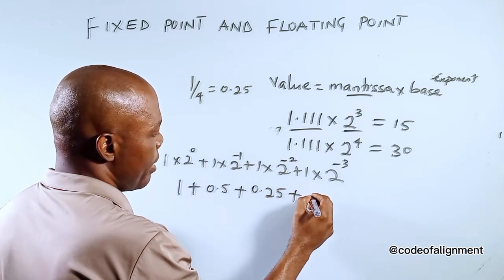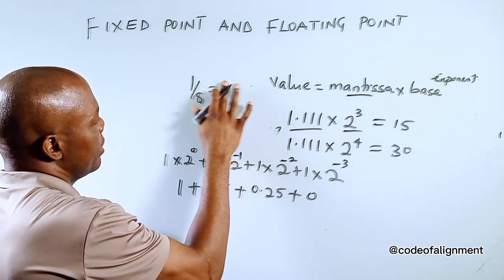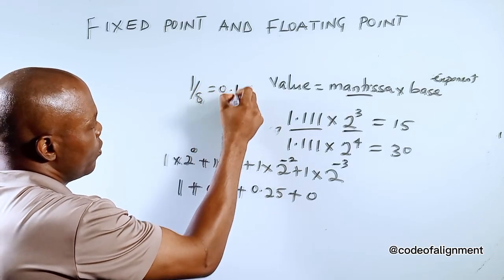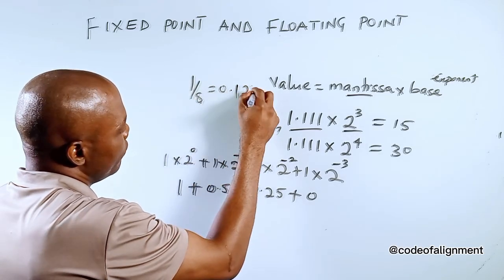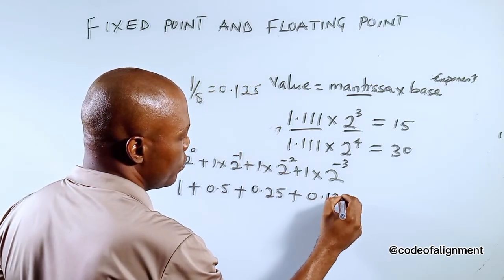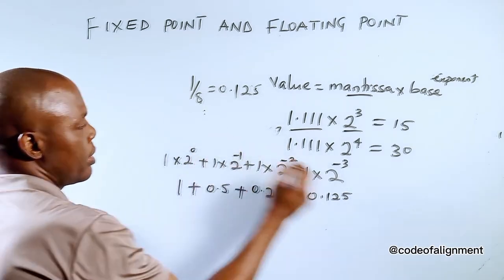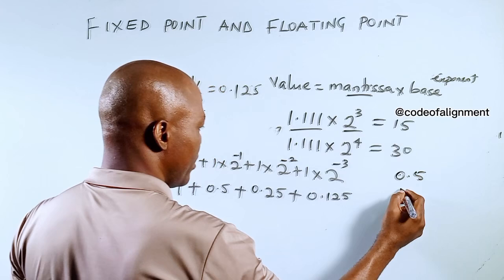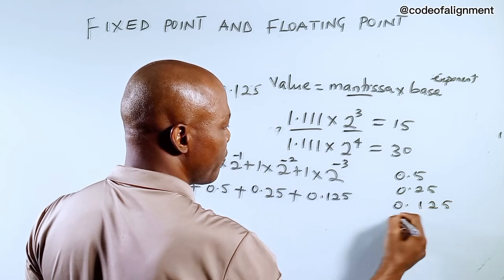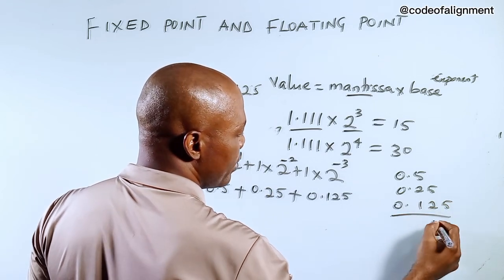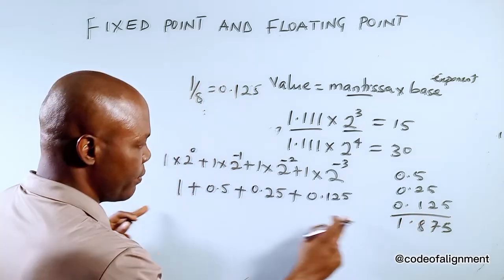Plus this is 1 over 8. So that will give us 0.125. Now, if you add these together, that will be what? 0.5, 0.25, 0.125. That is 0.875. That is if you add everything together.